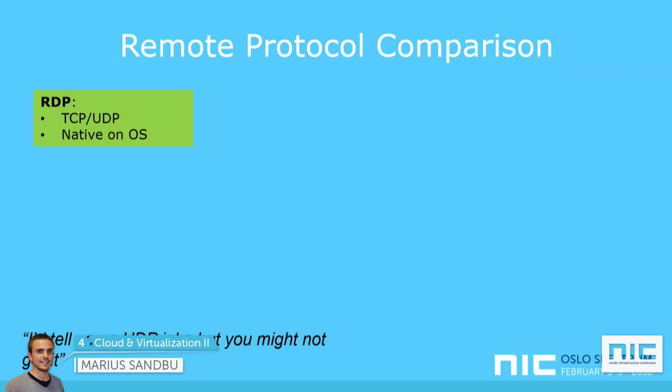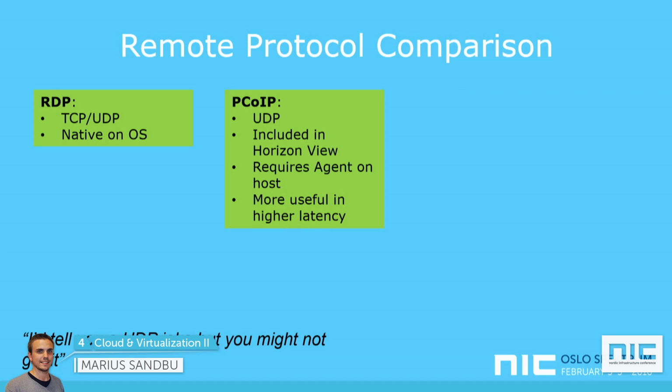And of course, RDP is native in the operating system. So we have PC over IP, which is something that VMware uses in Horizon View, which is UDP based. They can fall back to RDP if it cannot use PC over IP. It's included in Horizon View, requires an agent on the host. But it's much more useful when you have network connections over high latency.